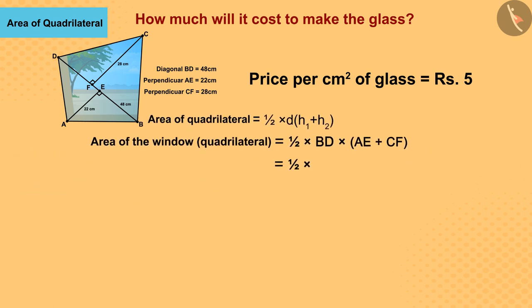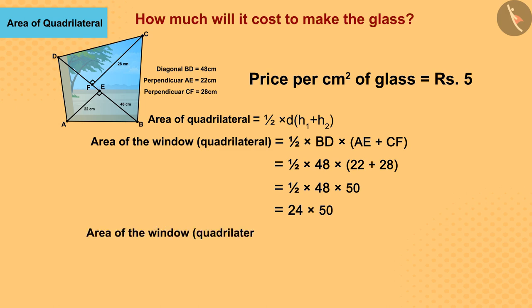Replacing the values of BD, AE and CF, and solving further, we get the area of the window as 1200 cm square.